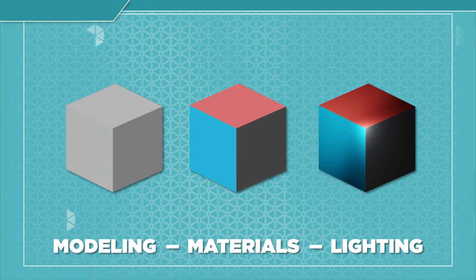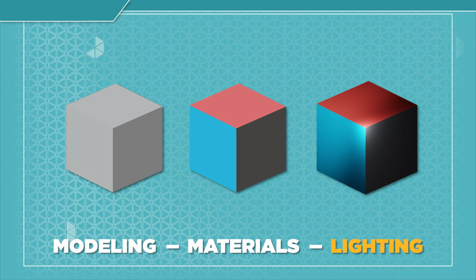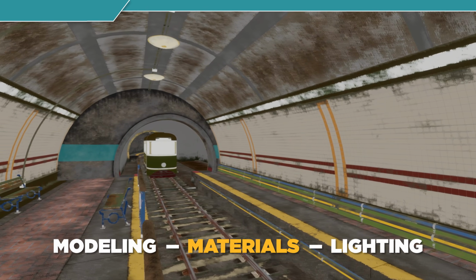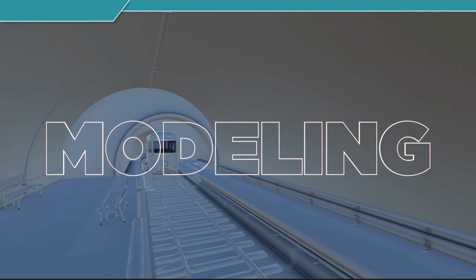Let's dive in. When it comes to creating graphics, there are 3 major categories: modeling, materials, and lighting. And each topic builds upon each other to help create beautiful environments. So let's start with modeling.